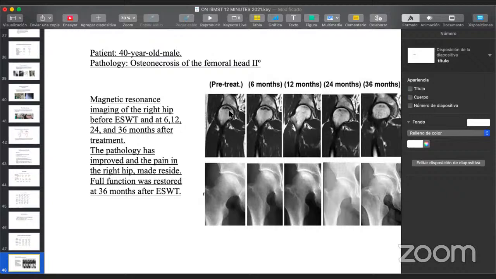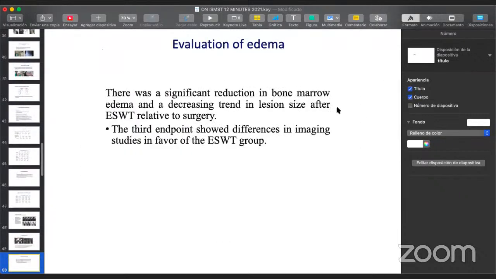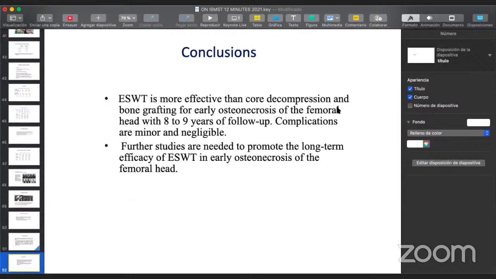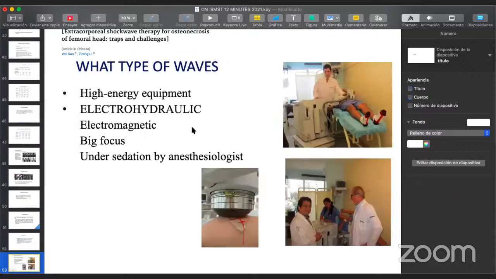You can see the images in this picture at 6 months, 12 months, 24 months. In edema, it is similar. In the surgical group, donor site morbidity was observed in 16 hips, 58%. There was no infection or deep vein thrombosis, but in the shockwave group, only swelling at the site. Conclusion: shockwave is more effective than core decompression and bone grafting in early osteonecrosis of the femoral head with this article, but these shockwaves must be with high energy equipment to perform a very good treatment in the femoral head.